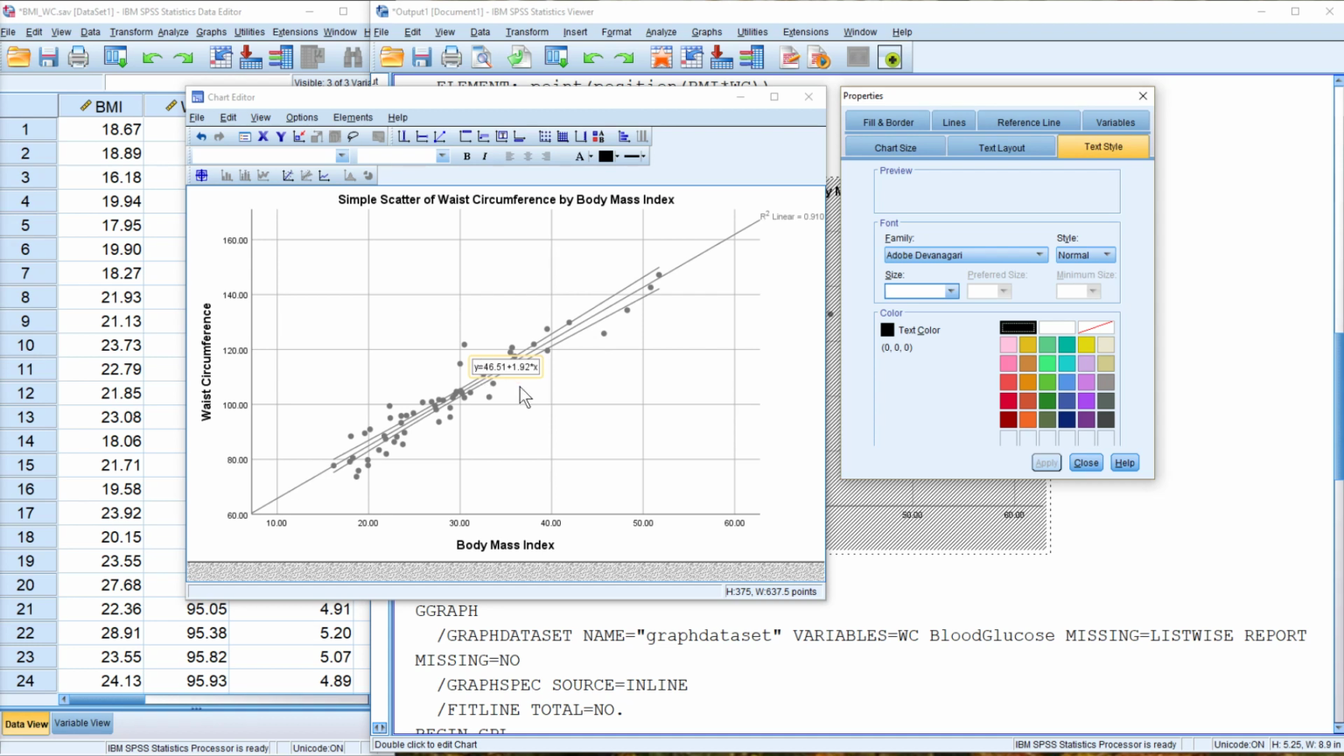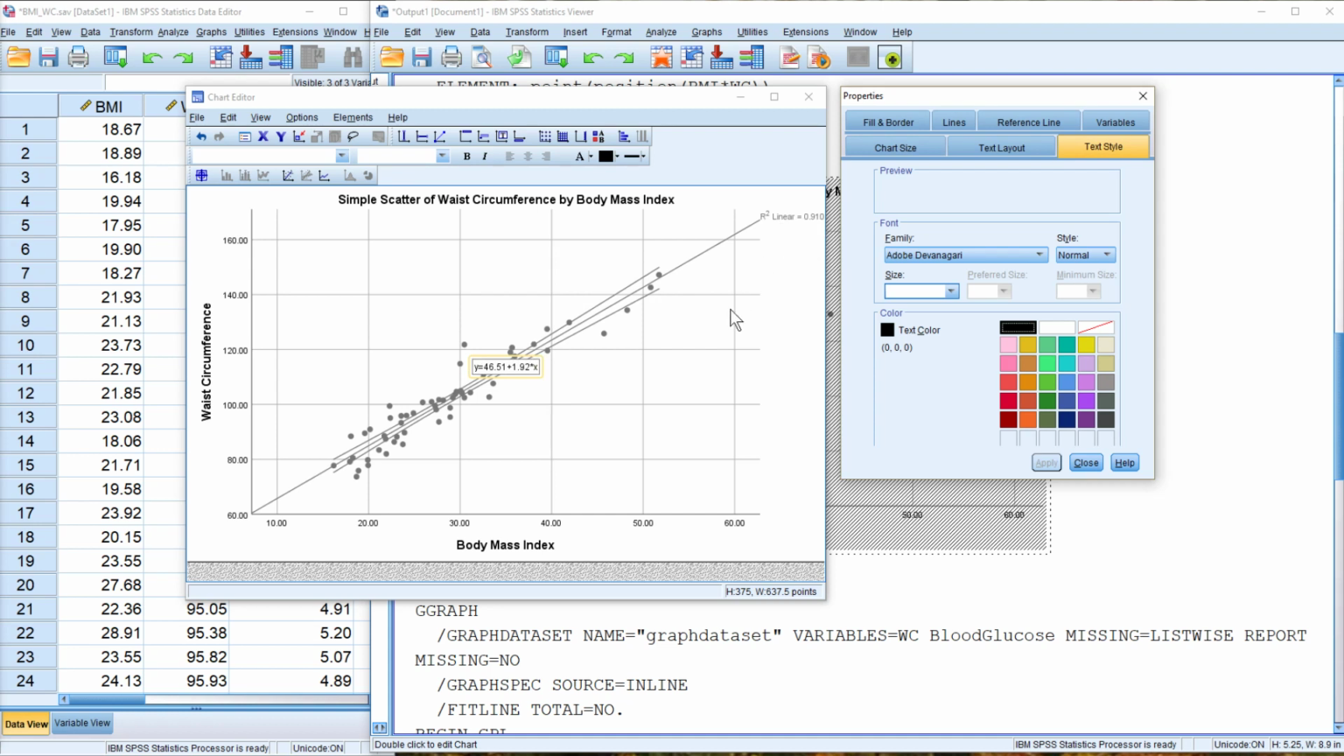So we've got y is equal to 46.51 plus 1.92 times x. So our y variable is the waist circumference and our x variable is the body mass index. So if we were trying to predict waist circumference from body mass index, that would be our predicted waist circumference is equal to 46.51 plus 1.92 times your body mass index, and you could put that predicted value in.